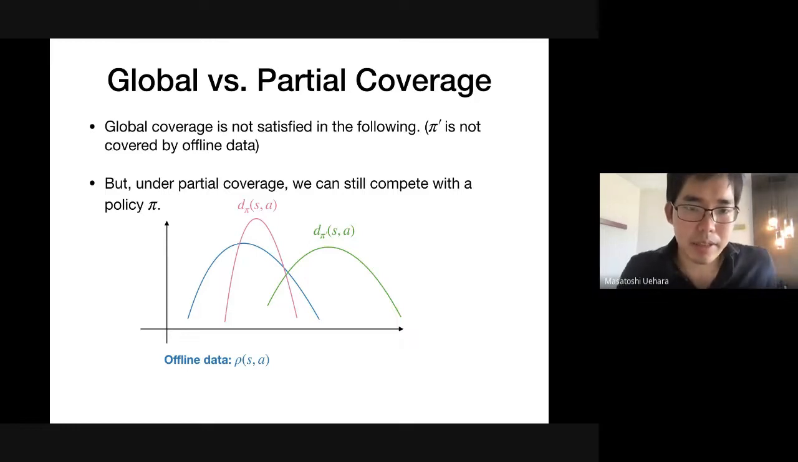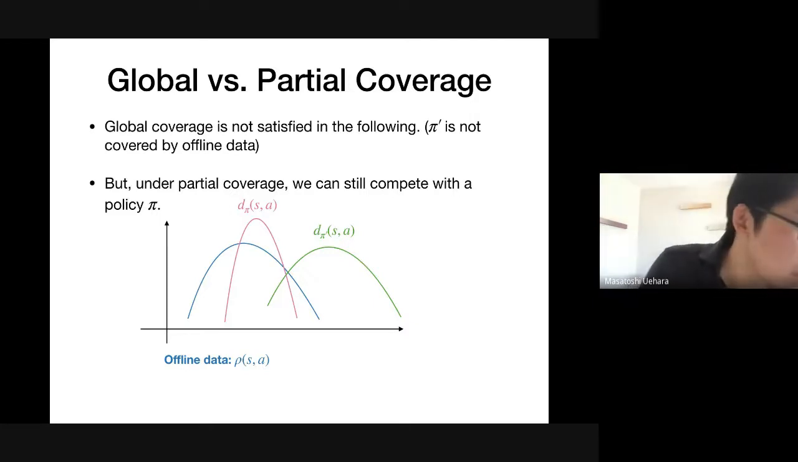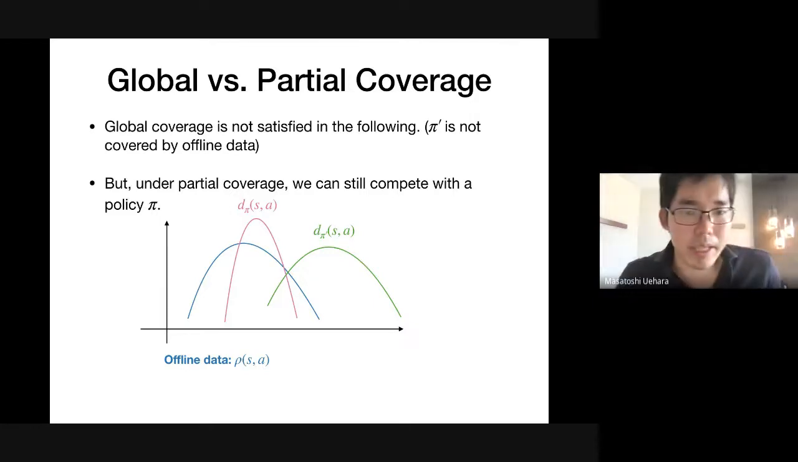In hindsight, this result under partial coverage is really natural, and it's also a really desirable property. But I would say that this result under partial coverage is not so obvious. Previously, there were not many results.